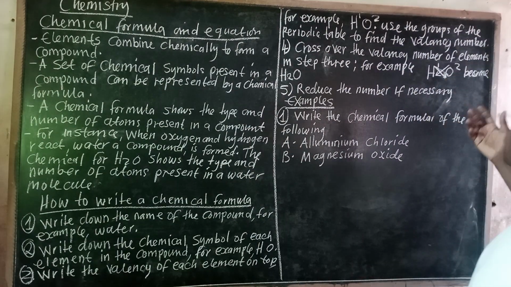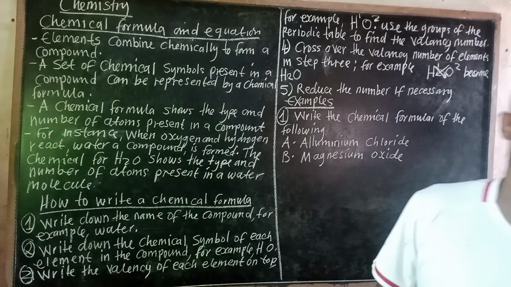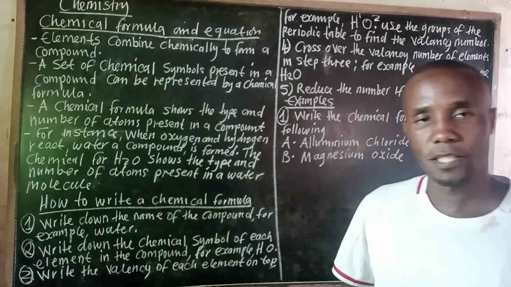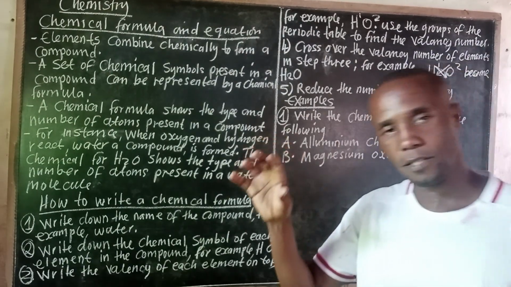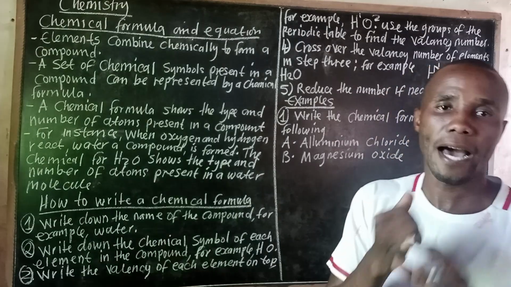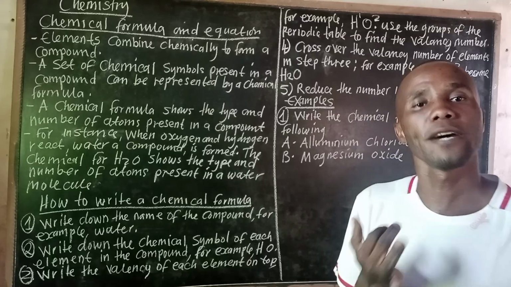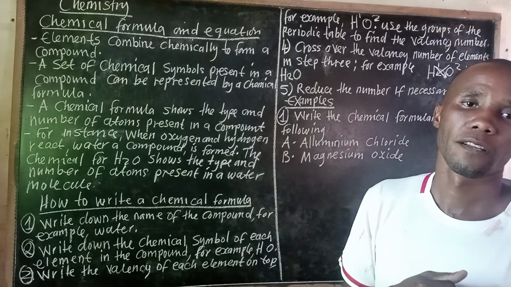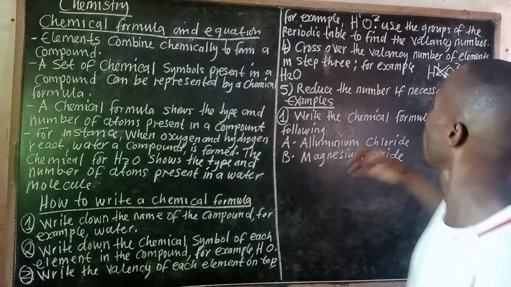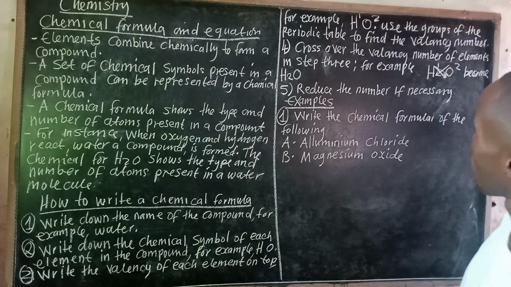Then use the groups of the periodic table to find the valence number. So now, for you to find the valence number, you have to use the periodic table, because on the periodic table, all elements are represented by atomic numbers, then mass number. So it will be very easy for you to know the valence. Okay, so no wonder why here there is an emphasis to say you should use the periodic table.